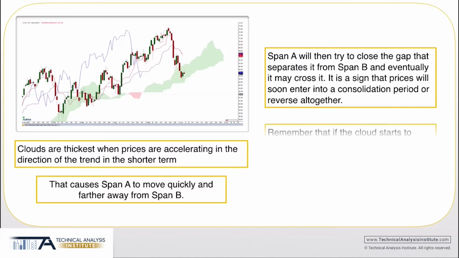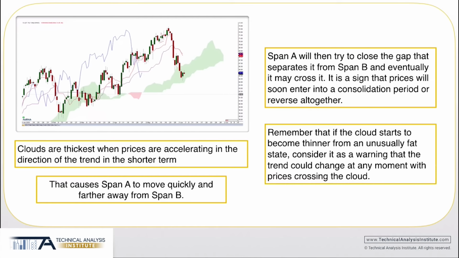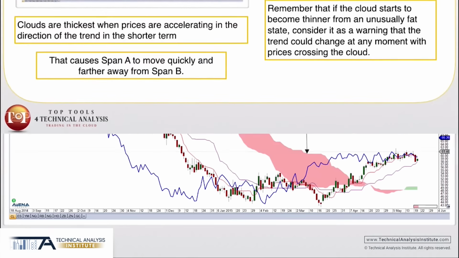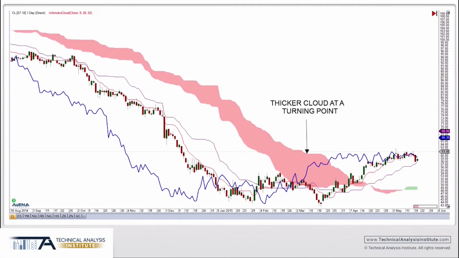So it is important to remember that if the cloud starts to become thinner from an unusually fat state, you must consider it as a warning that the trend could change at any moment with prices crossing the cloud. That tells us that thin clouds, after being unusually fat, give us an idea of when the market is likely to change trend. All that explains why the cloud is often thicker at turning points, as you can see on this chart.